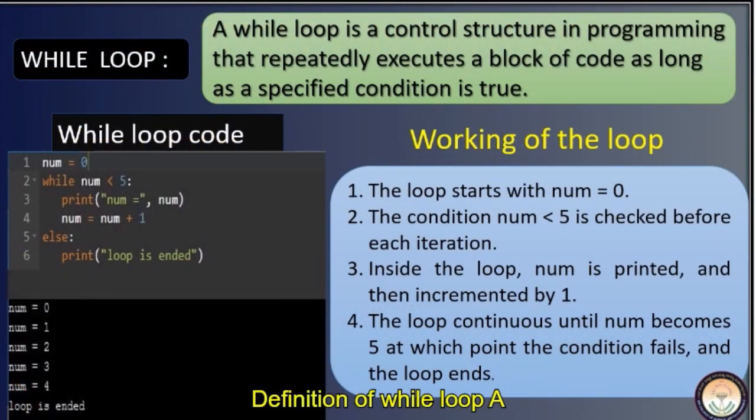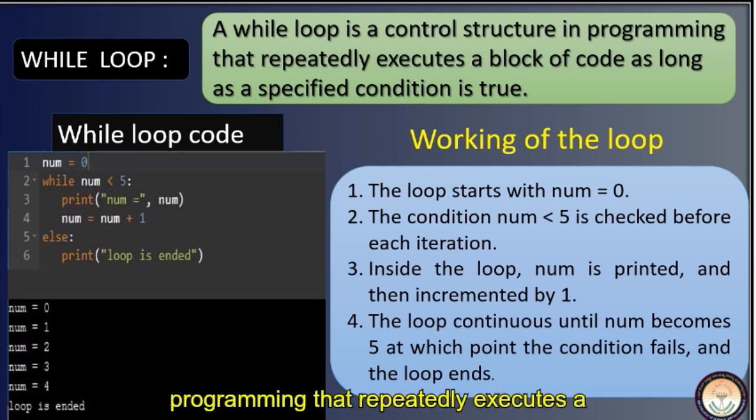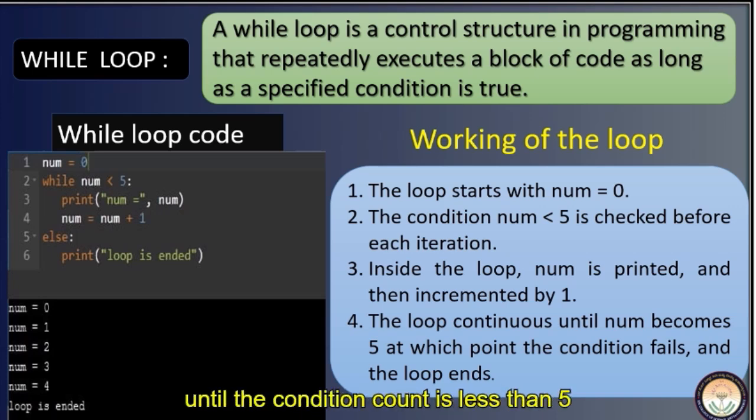Definition of while loop. A while loop is a control structure in programming that repeatedly executes a block of code as long as a specified condition is true. How the while loop works. The loop will start with count set to 1, and continue to print and increase count until the condition count is less than 5 becomes false. Once count is greater than 5, the loop stops.